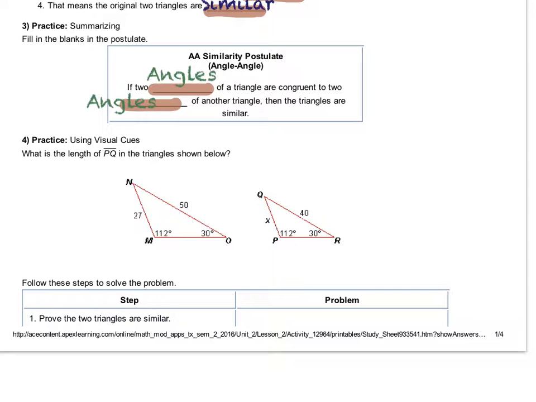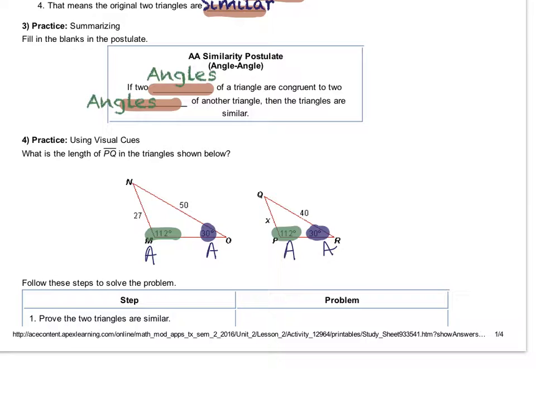Okay, so in practice number 4, it says use visual cues. What is the length of PQ in the triangle shown below? Well, we know that angle M is 112, which is here, and angle P is 112. And likewise, we know that angle O is 30 and angle R is 30. Just by knowing this angle and this angle are congruent to that angle and that angle, we know that the triangles are similar, so the sides should be proportional.